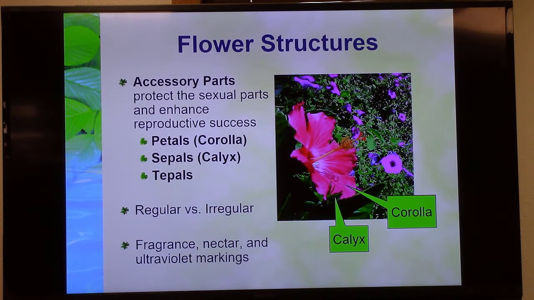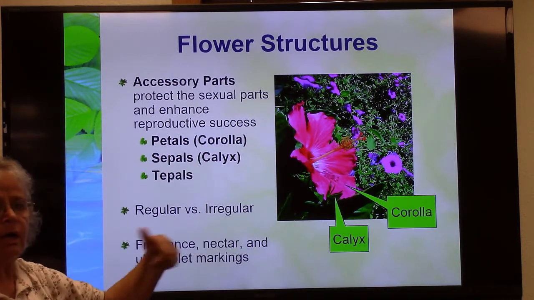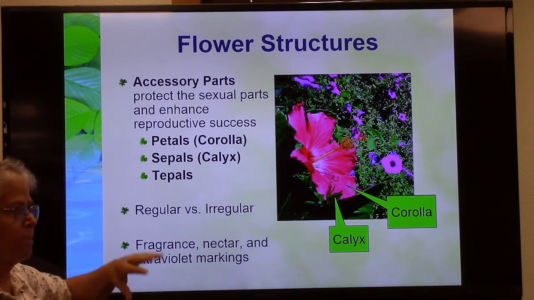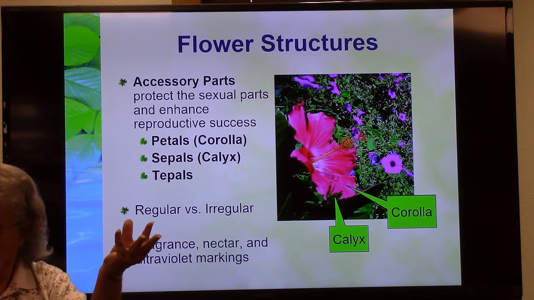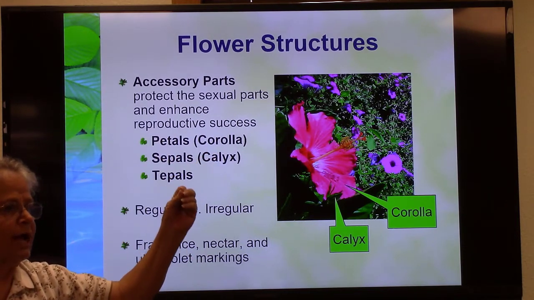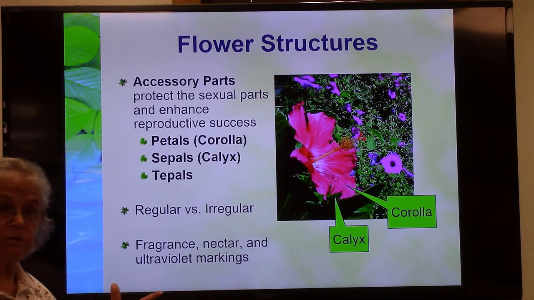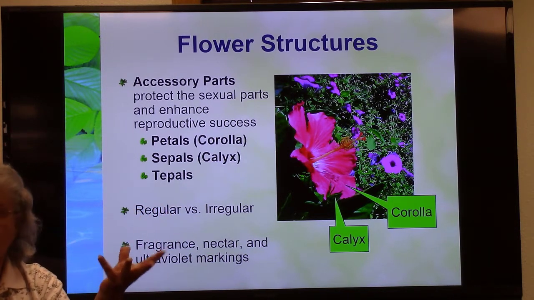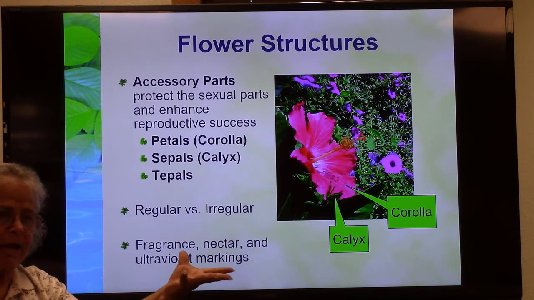Accessory parts. We've been talking about all the boy parts and the girl parts, but as gardeners, we're usually more interested in the accessory parts, the petals that make it beautiful. All the petals together make up the corolla, the crown of the flower. Behind the petals, you find the green sepals. Think of a rose bud, the green leaf-like pieces that protect it and wrap around it, and they fold back.